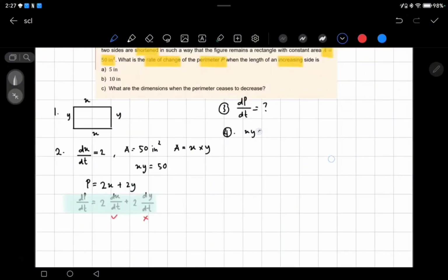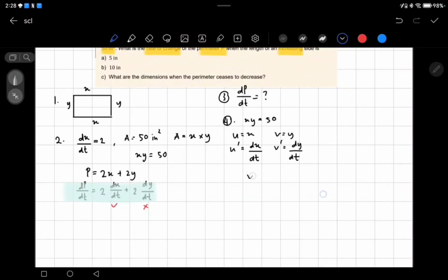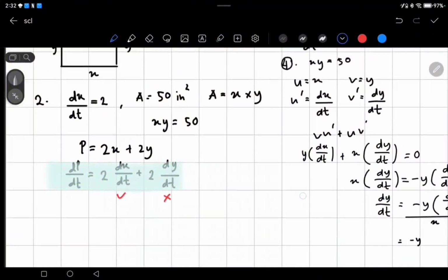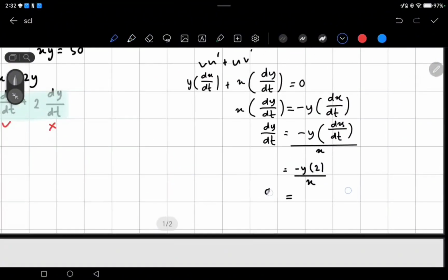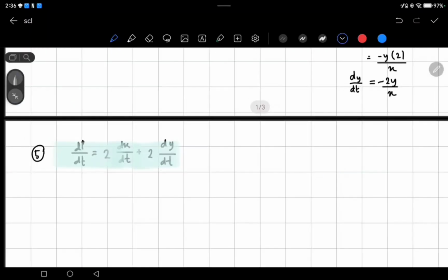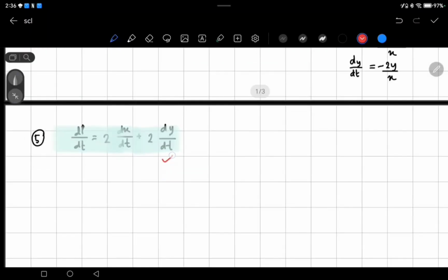From xy equals to 50, use the product rule, u'v plus uv'. dx over dt is 2, so we can substitute 2 dy over dt. So for the next step, we can substitute the dy over dt that we calculated just now.